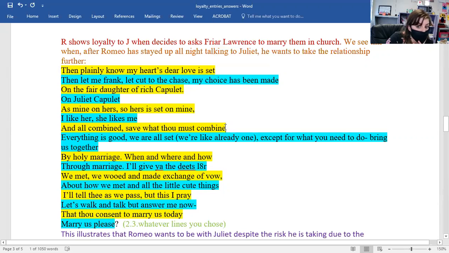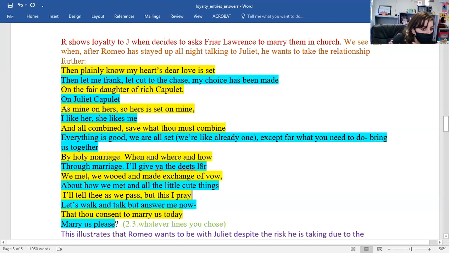So whenever there's no punctuation, like in this line or this line or this line, the thought continues on to the next line. You're going to look at it almost like you're translating from a different language. But this I pray, but this is what I'm wondering, that thou consent to marry us today. Will you marry us, please, today? So, I mean, you can break it up. You just have to think maybe a little bit harder.